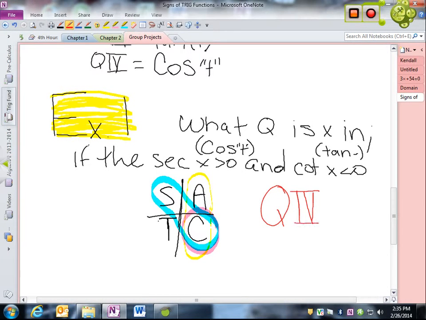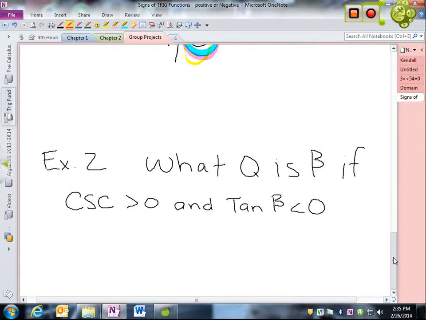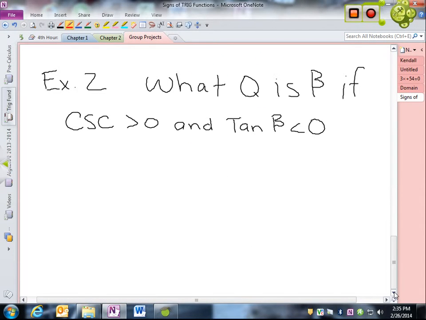How did I get that? It's confusing, I know. But let's do another one, just to make sure you guys understand what I'm talking about. So, example 2. What quadrant is beta in if the cosecant of beta is greater than 0 and the tangent of beta is less than 0?